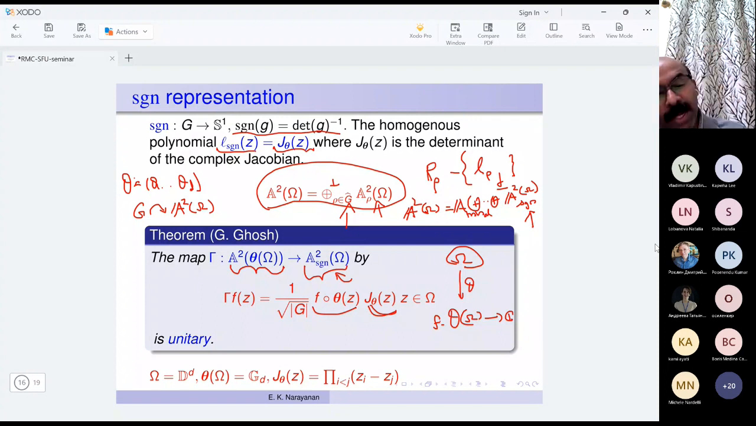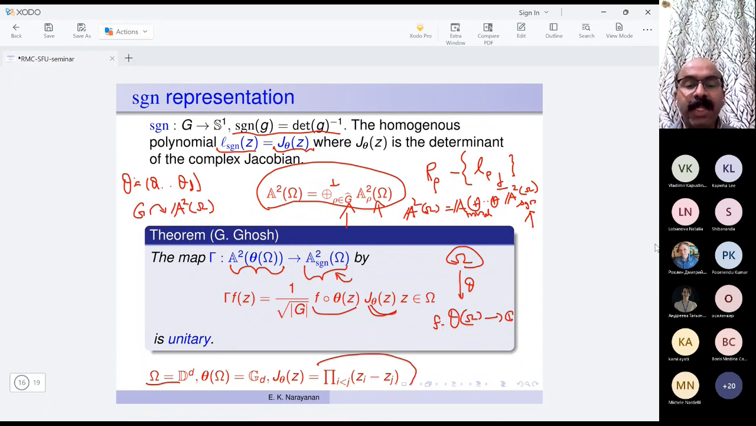And the map is unitary. So this helps us to identify the Bergman space on the quotient space with some piece of the Bergman space in the original domain. Okay, so in the again example, if you take the polydisk, then it is easy to compute that the Jacobian is simply the product of z i minus z j.